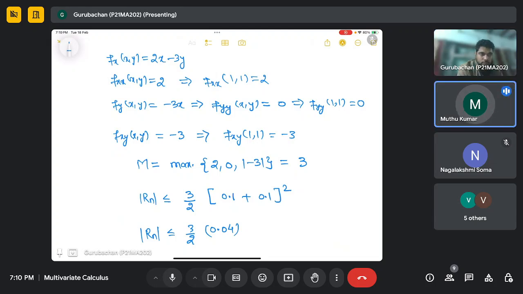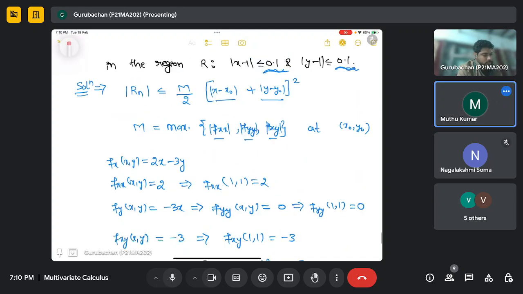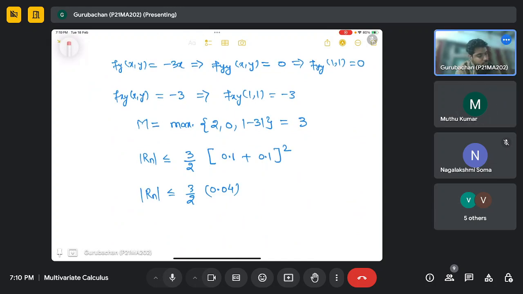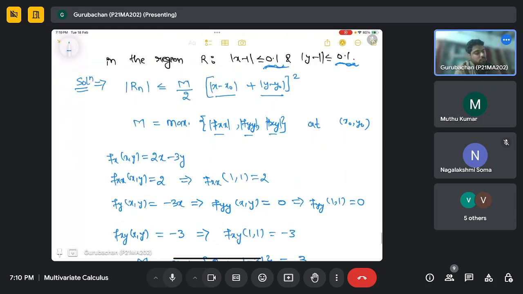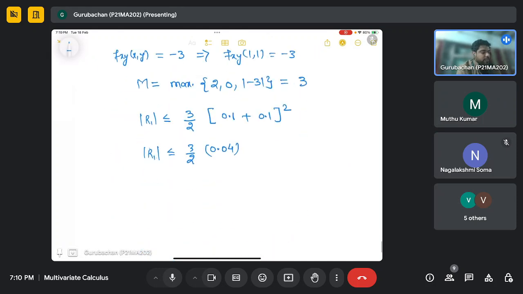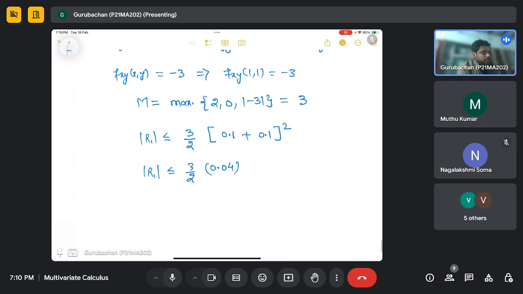Instead of Rn, you can write R1. Okay, understood your point. So we are writing here R1 because we are talking about linearization. Is it fine now? So it would be more precise. So this will give you R1, which is nothing but 0.06. Okay.